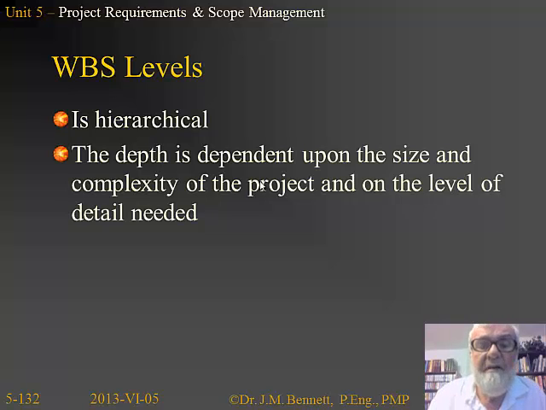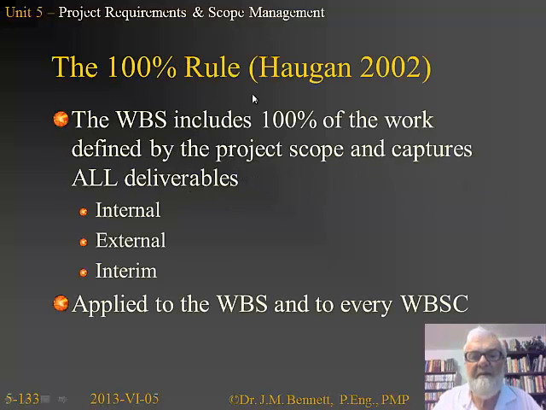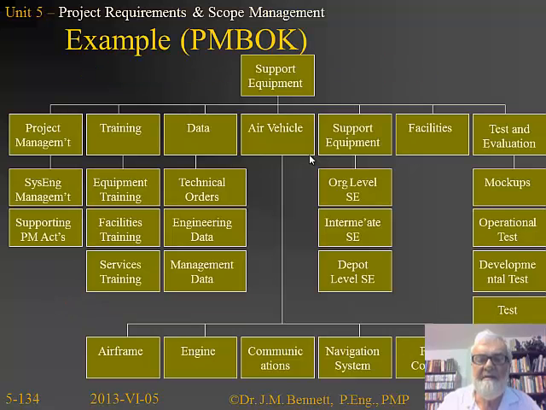WBS levels are hierarchical. The depth is dependent on the size and complexity of the project and on the level of detail needed, and this is something you'll only be able to do as you actually work on the WBS itself. Hagen, in an article in 2002 in Crosstalk, the U.S. Journal for Military Software Engineering, included what he called a 100% rule. The WBS includes 100% of the work defined by the project scope and captures all deliverables: internal, external, interim, etc. And in fact, we have to do that for every WBSC in the WBS.